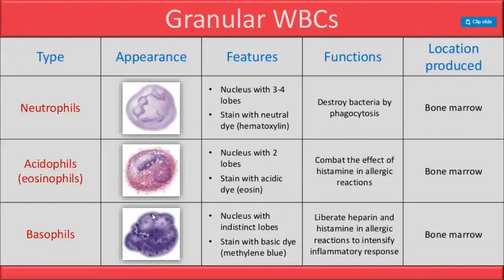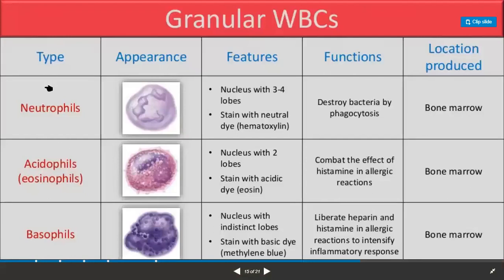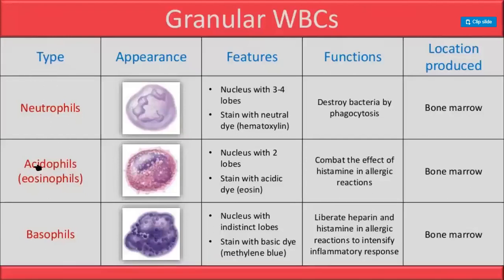So now this table gives a description of each of the white blood cells. So we have the granular white blood cells, or what we call the granulocytes. Now, we said already that there are three types. They are the neutrophils, the eosinophils, and the basophils.